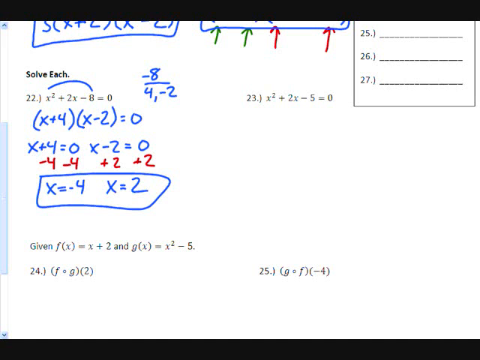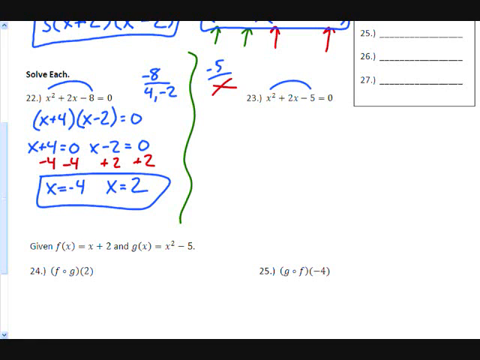In number 23, I'm going to start off the same way. I'm going to build a bridge. I build a bridge that gives me a negative 5. And then I'm trying to think of two numbers that multiply to negative 5 but add to a positive 2, and it's just not going to happen. These two numbers don't exist. So that means I have to find a different method. I'm going to do this one twice.